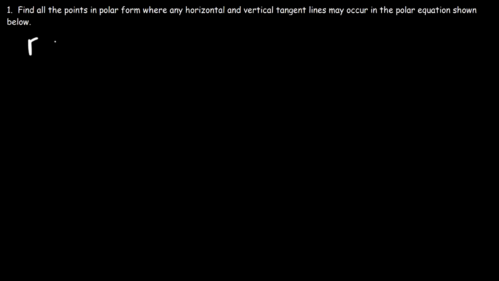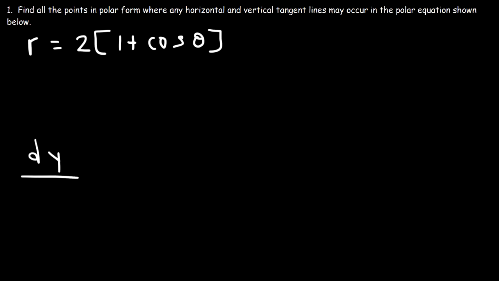Consider the polar equation r = 2(1 + cos θ). How can we find all the points where there could be a horizontal tangent line or vertical tangent line in this polar equation? What do we need to do?